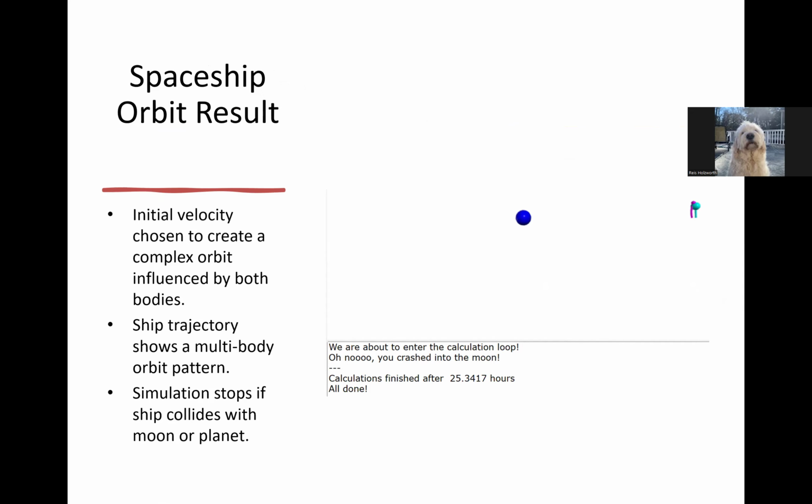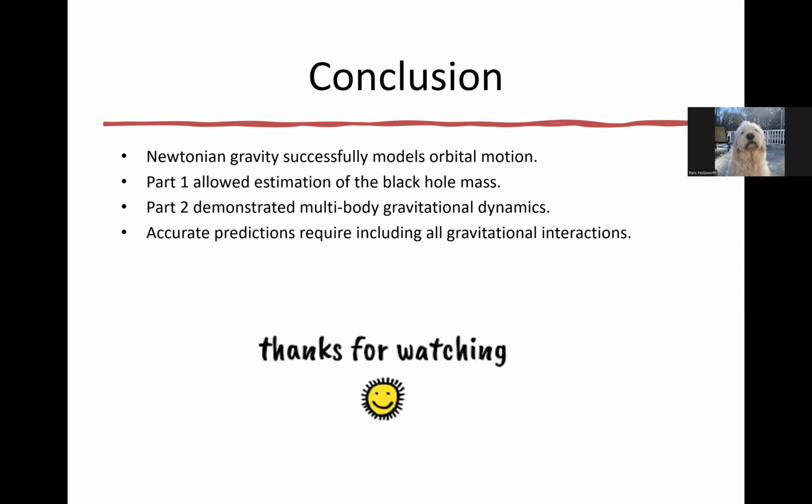In conclusion, Newtonian gravity successfully models orbital motion. Part one allows for the estimation of a black hole's mass using manipulation of equations. Part two demonstrated the multi-body gravitational dynamics that we could apply. It showed accurate predictions require all gravitational interactions. Thank you for watching.